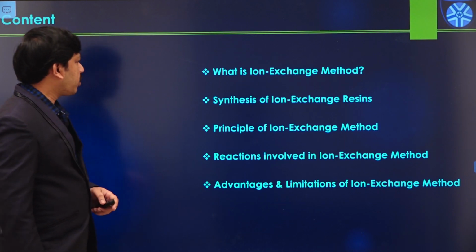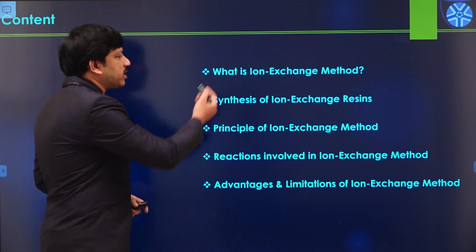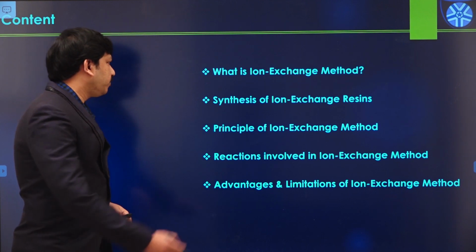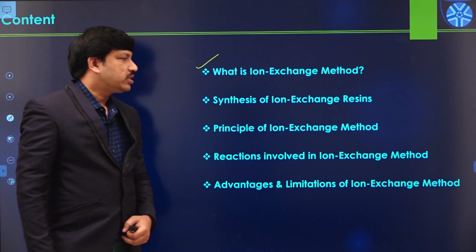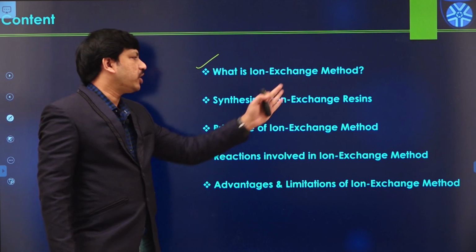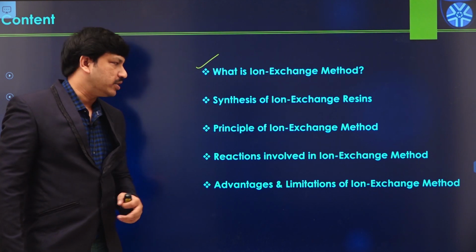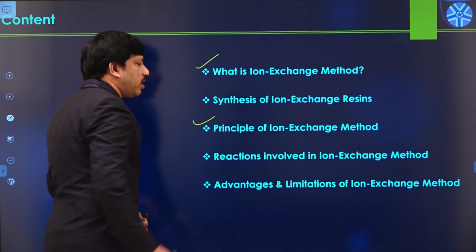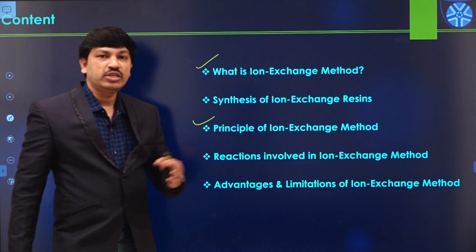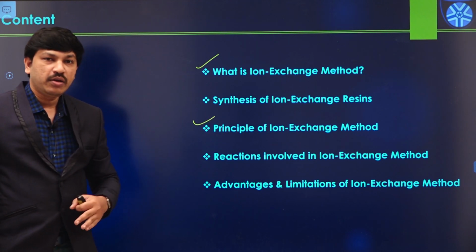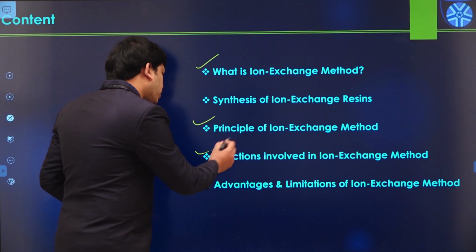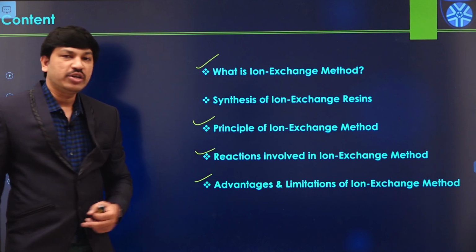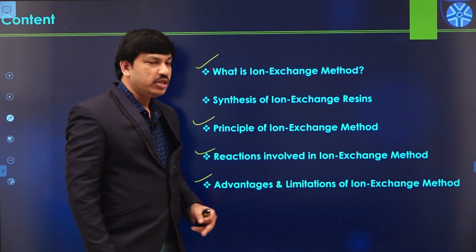Okay, and today's talk is something like this. I'm going to discuss what the ion exchange method is. This is one of the important water softening methods. We will also discuss the synthesis of ion exchange resins, because the ion exchange method involves usage of ion exchange resins. We will discuss how to synthesize some of the ion exchange resins, and what the main principle of the ion exchange method is, so there is exchange of cations between the resin and the solution. We will discuss the reactions involved in the ion exchange method, and what the advantages and limitations of the ion exchange method are. So all these things we will discuss in this session.